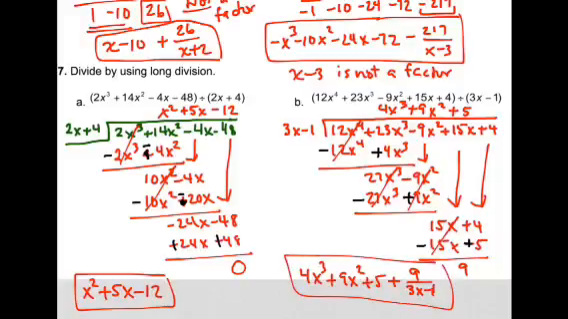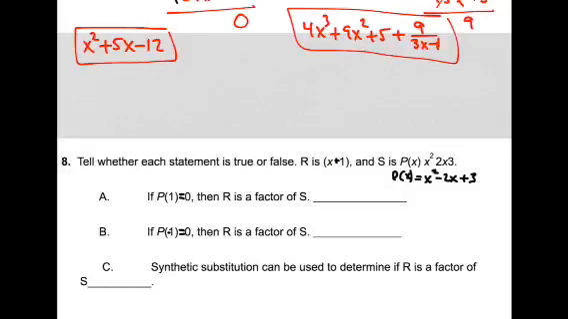And that's the answer. Alright, so it says for A, if P of 1 equals 0, then R is a factor of S. Well, it can't be because for this to be true, the sign between the x and the 1 will have to be negative. So this is false. B, on the other hand, says if P of negative 1 equals 0, then R is a factor of S. So that would be true because in this case, the a value would be negative 1, because that's what it is, and this is negative 1, so this would be true. Synthetic substitution can be used to determine if R is a factor of S. That's true. We can use synthetic substitution for that.